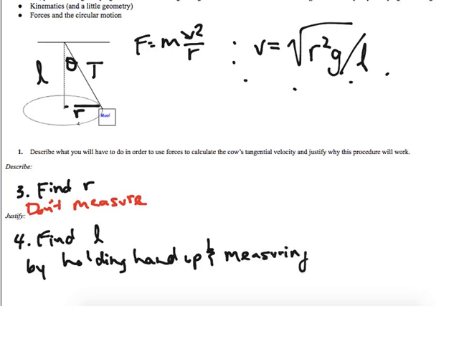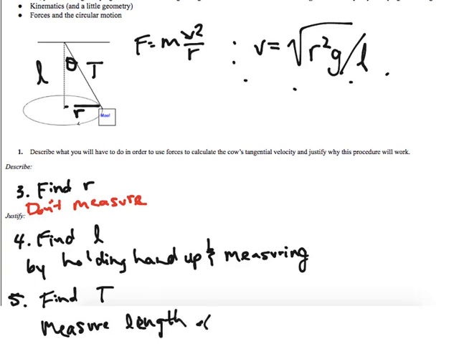If you're not sure what I mean, I can assist you with this later if you point to the spot and say, what did you mean? And then it's pretty easy. You can find T because that's the length of the rope. Or string.